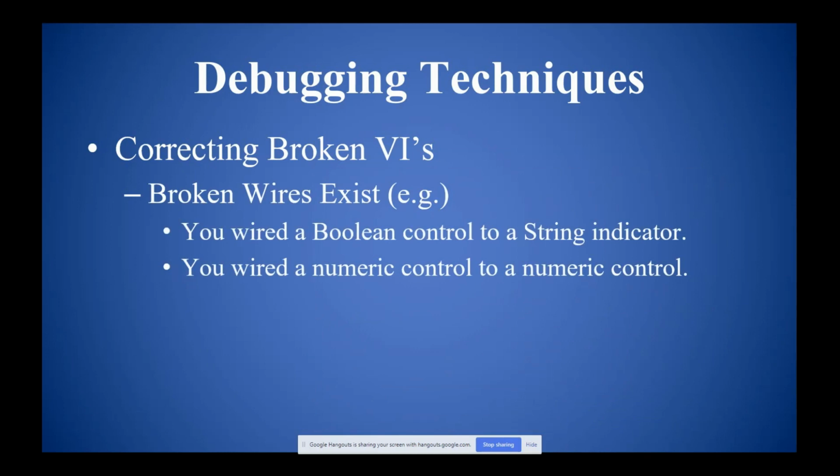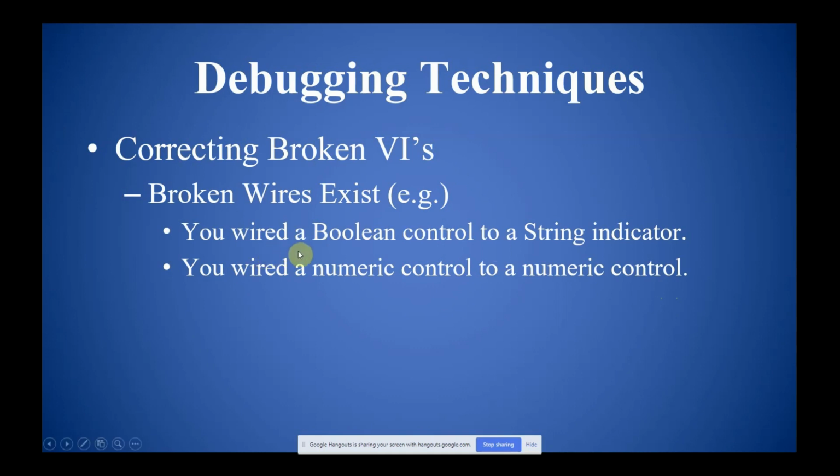Also, possible scenarios are when you have no inputs because you wired two, excuse me, this is two inputs, no output, as when you've wired two controls together. The solution here would be change one to an indicator.